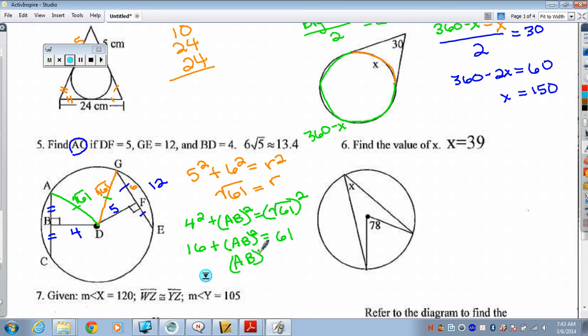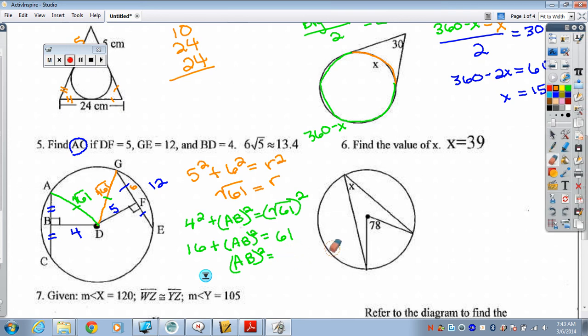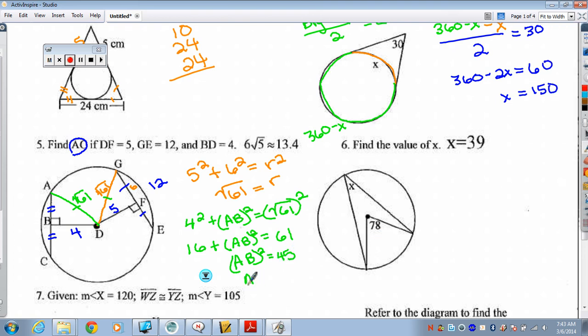AB squared equals 45. And then AB equals the square root of 45, which is equal to 3 radical 5. That is AB. The question asks for AC. Multiply by 2 and you're going to get 6 radical 5.